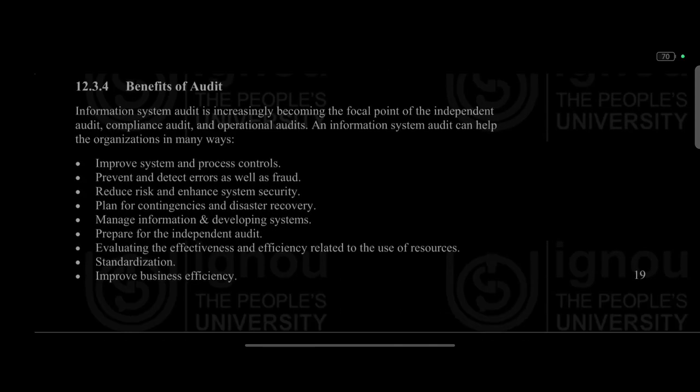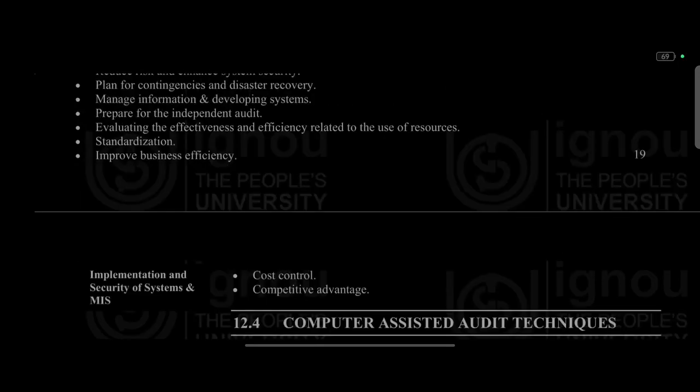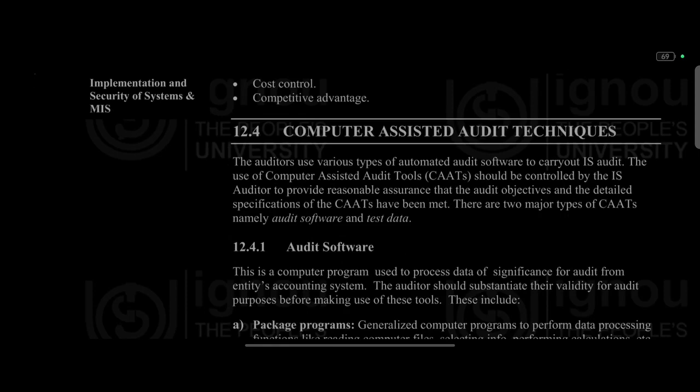Now comes benefits of audit. Information system audit is increasingly becoming the focal point of the independent audit, compliance audit, and operational audits. An information system audit can help the organizations in many ways: improve system and process controls, prevent and detect errors as well as fraud, reduce risk and enhance system security, plan for contingencies and disaster recovery, manage information and developing systems, prepare for the independent audit, evaluating the effectiveness and efficiency related to the use of resources, standardization, improve business efficiency, cost control, competitive advantage.